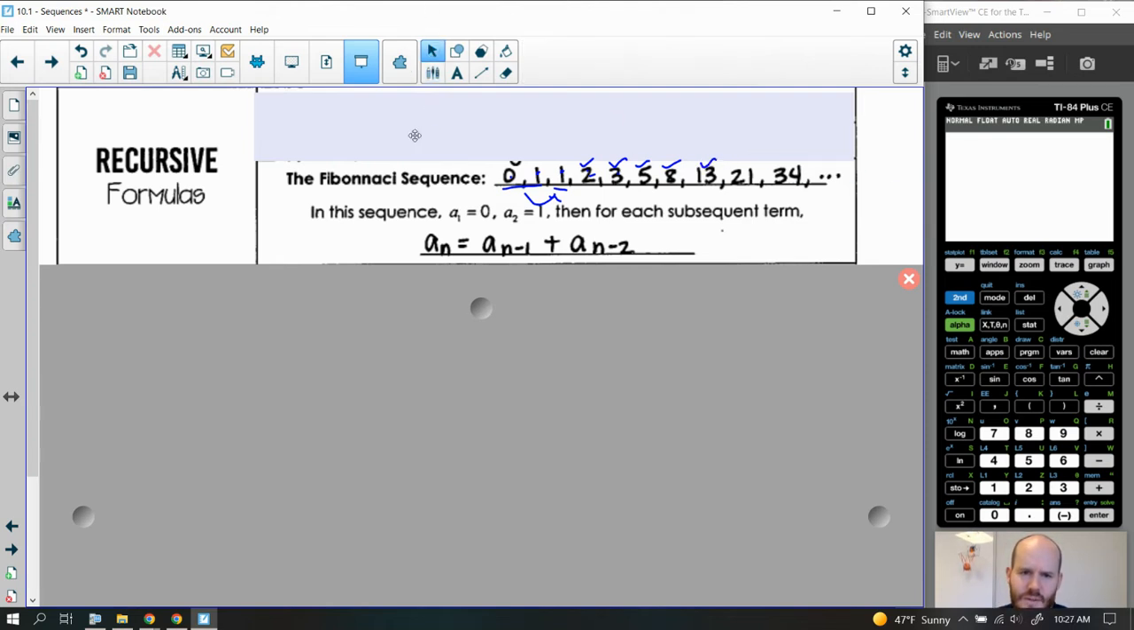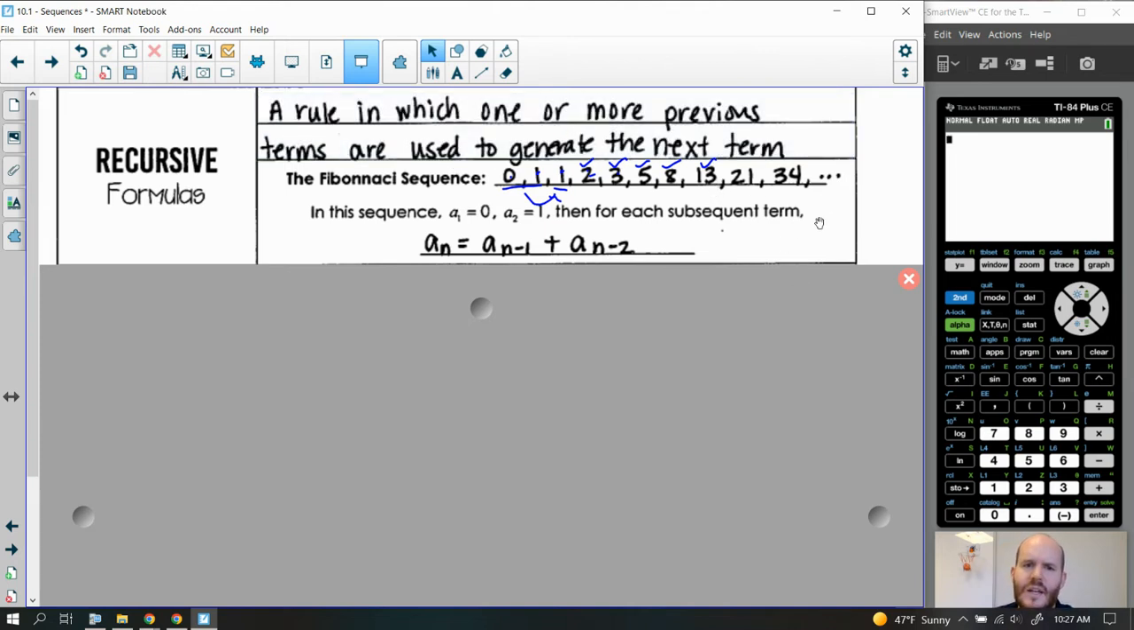This is what we call recursive, because I can't define the term explicitly itself. I have to define it in terms of using only the previously generated terms. Okay, so here's a couple of examples that we can look at.